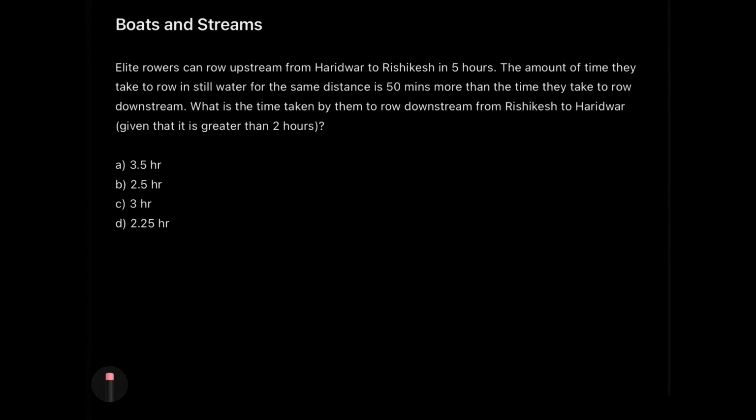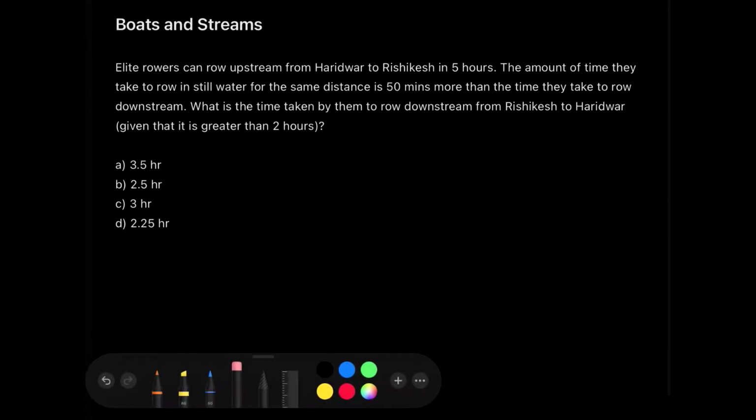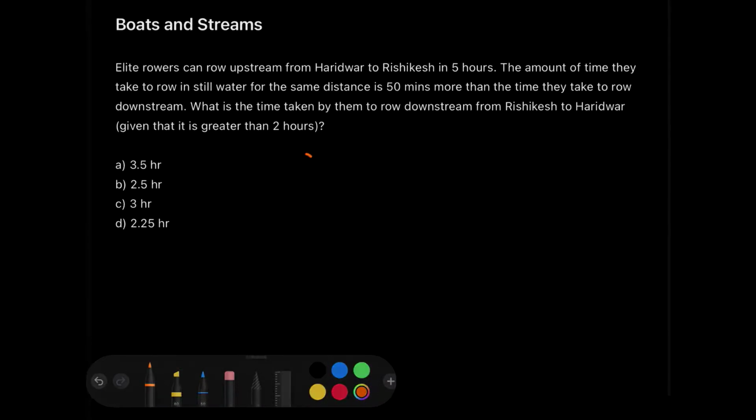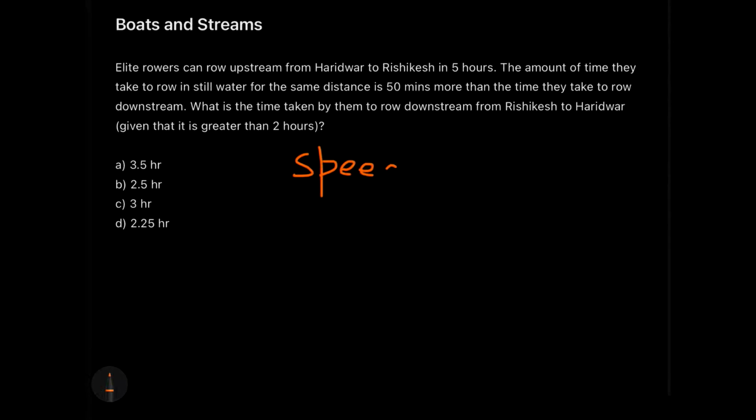Now before doing this question, I would like to tell you four basic things which you need to know about boats and streams, which will be more than enough for you to attempt any questions on boats and streams. The very first thing we will learn is the speed of the still water. There is a speed of water which is flowing when a boat is rowing. So the speed of water, let's take it as W, W kilometers per hour or whatever units we are taking.